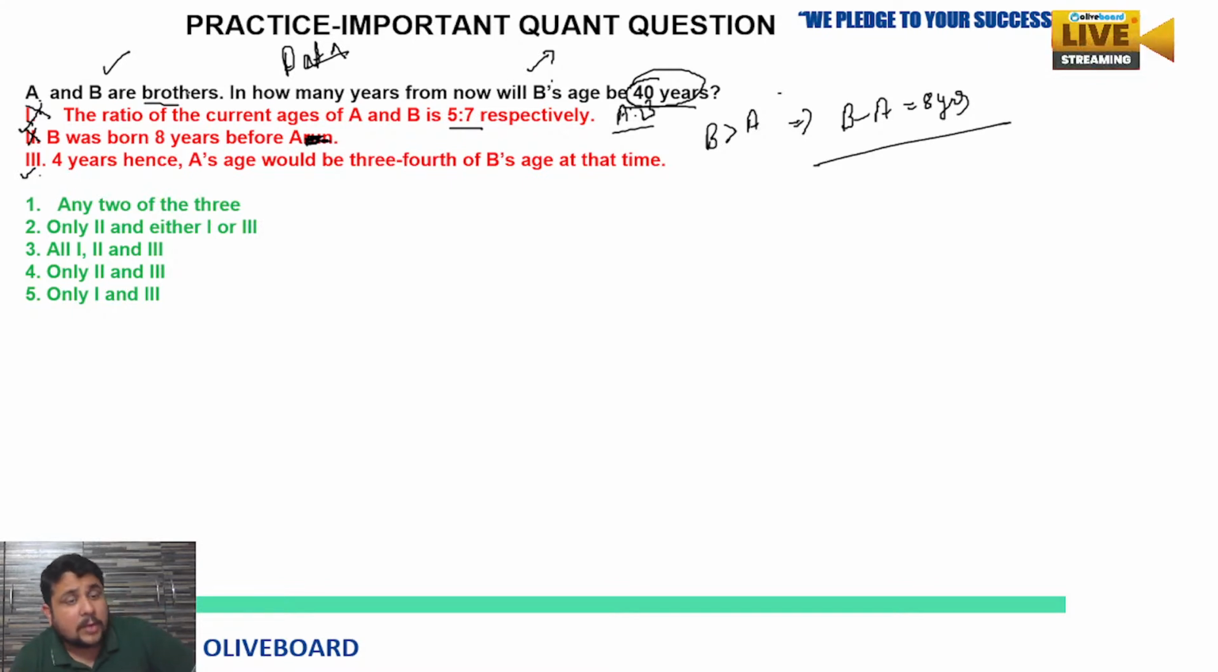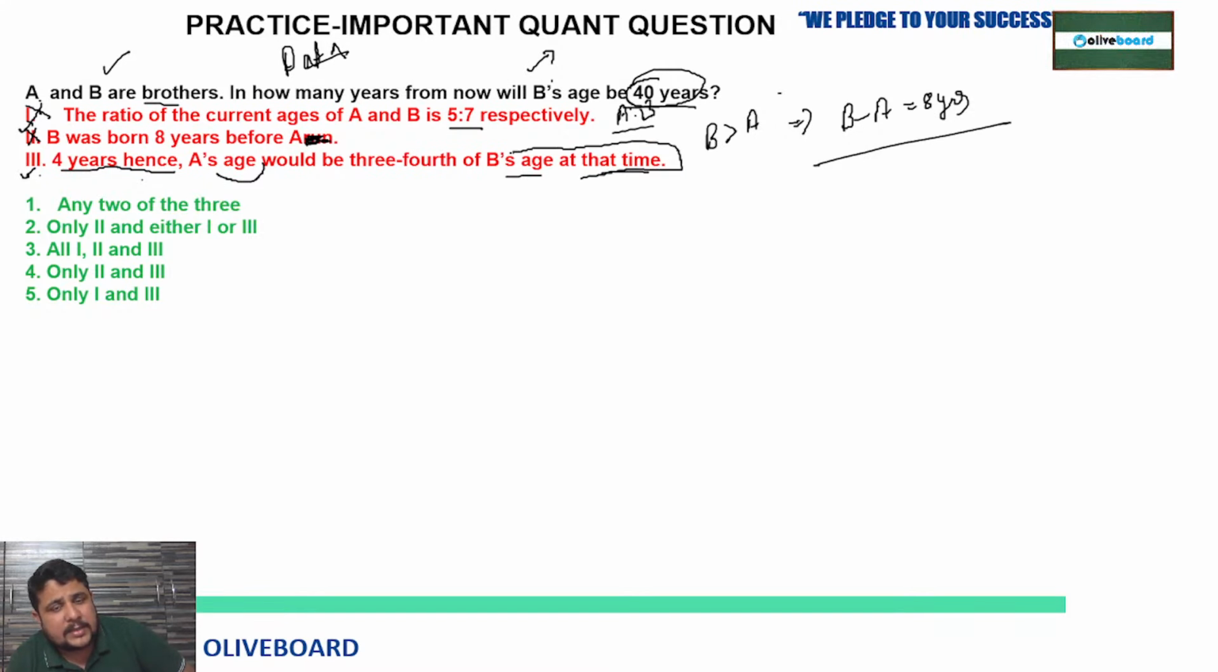Okay. Now this question is based on what? Problem on ages. So you must have knowledge about ratio and understanding of this chapter, problem on ages. Third: 4 years hence, A's age would be 3/4 of B's age at that time. Okay, this is what is given.